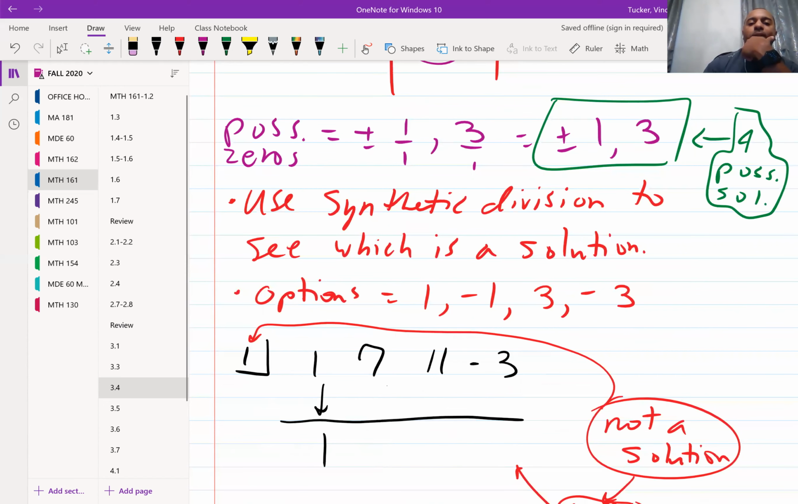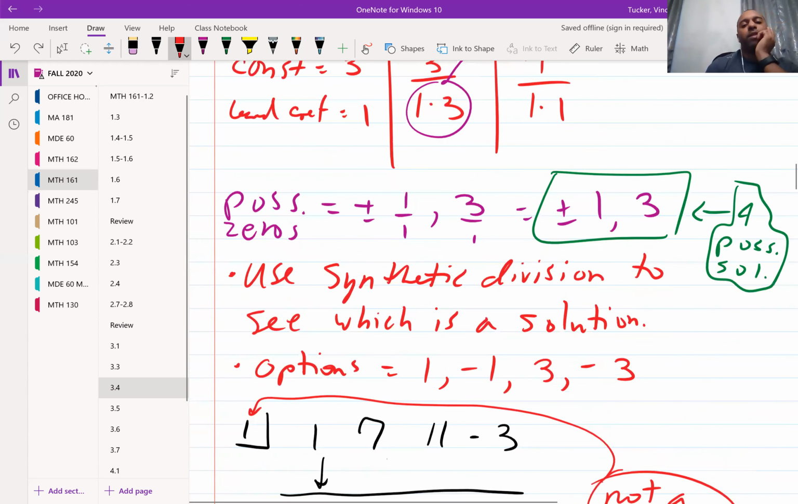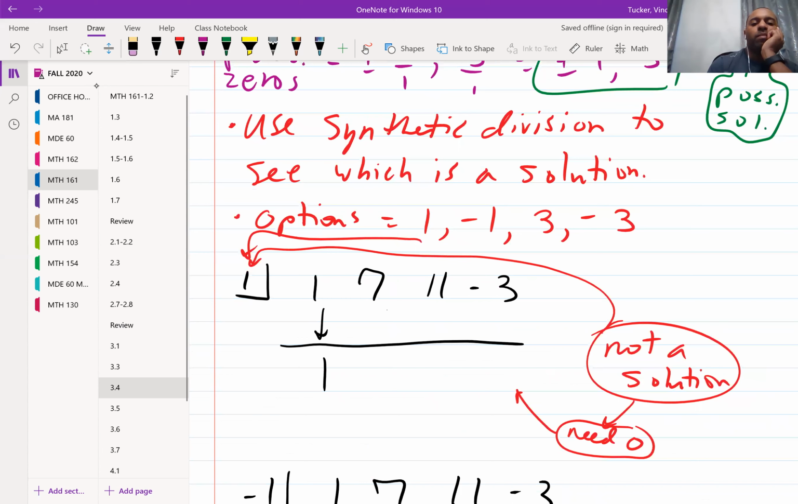Remember, if you go back, we have 1, 7, 11, and -3. So that's where that came from. So 1, 7, 11, and -3. So we're going to use 1 first. That's what we're putting right here. First part of your synthetic division is bring down 1. So that's what we did.